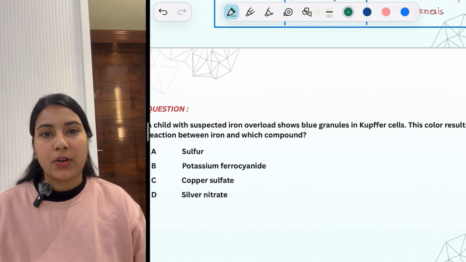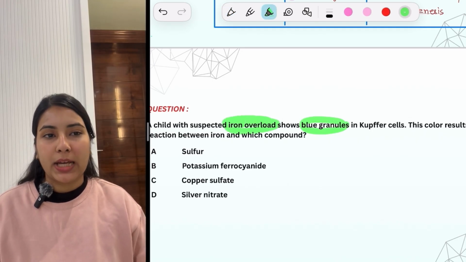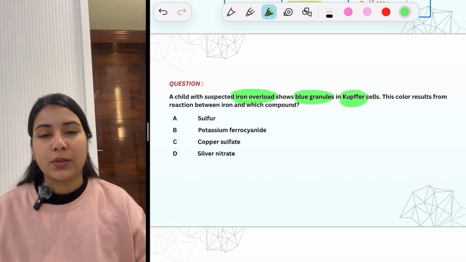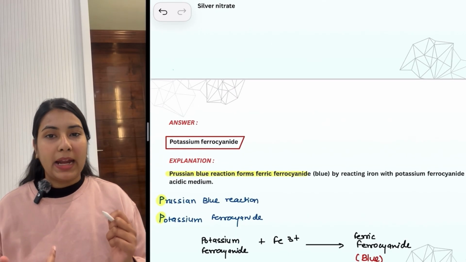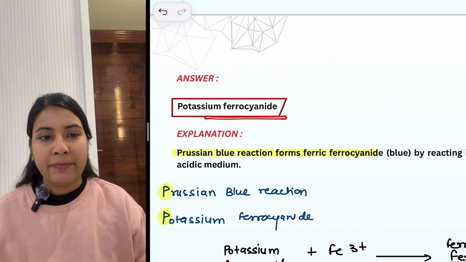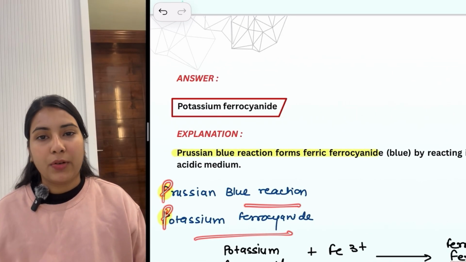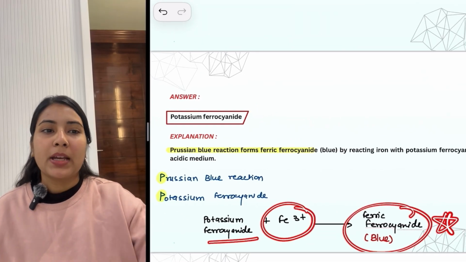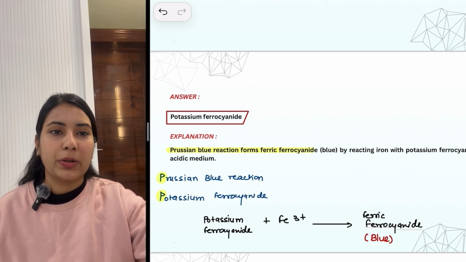This color results from reaction between iron and which compound? Your options are sulfur, potassium ferrocyanide, copper sulfate and silver nitrate. So this is talking about the Persian blue reaction, P for Persian blue and P for potassium ferrocyanide. Potassium ferrocyanide reacts with the ferric ion and forms ferric ferrocyanide, which gives the blue color. So this is the Persian blue reaction which is used for iron overload.